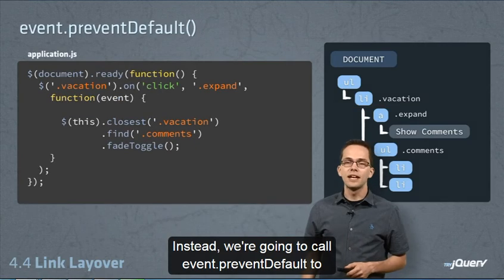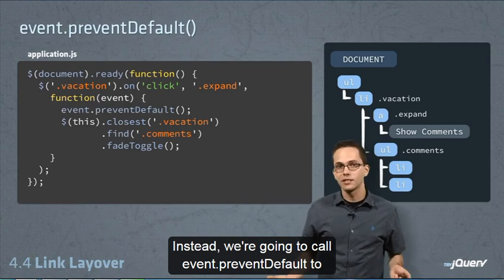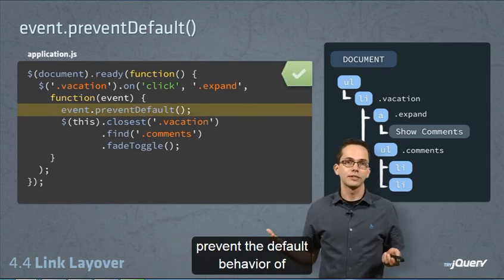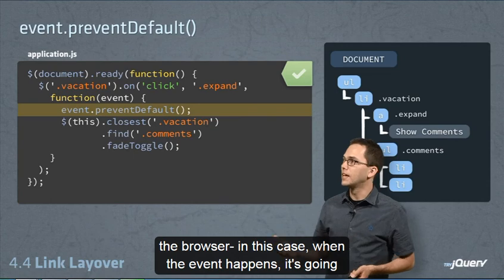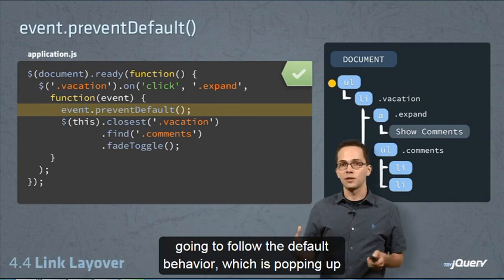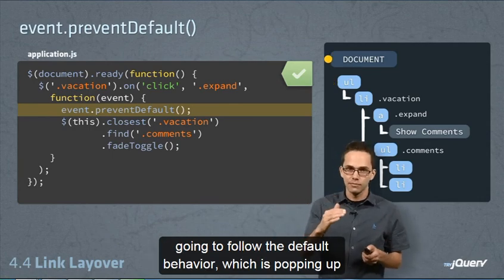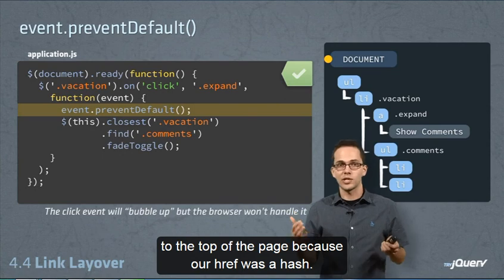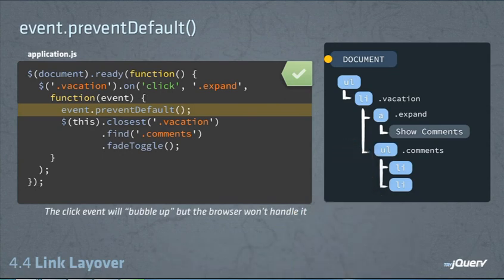Instead, we're going to call event.preventDefault to prevent the default behavior of the browser. In this case, when the event happens, it's going to bubble up, and when it reaches our browser, it's not going to follow the default behavior, which is popping up to the top of the page, because our href was a hash.